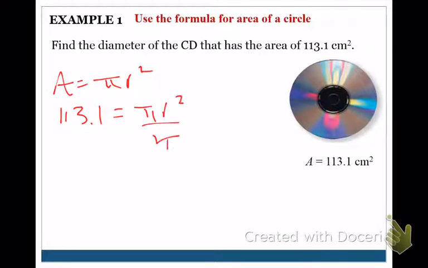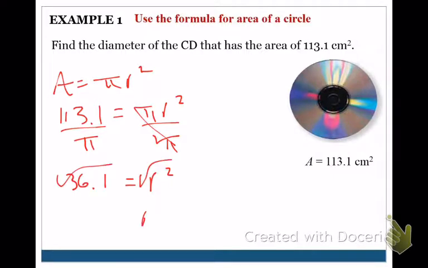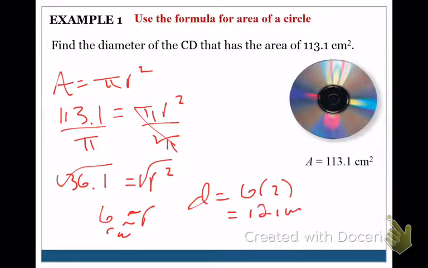So divide both sides by pi. So we get 113.1 divided by 3.14, and it's about 36.1 or so. And when we square root both sides and we round this, we're going to get about 6. So the radius is about 6 centimeters. If the radius is about 6 centimeters, then the diameter is 6 times 2, which is about 12 centimeters.